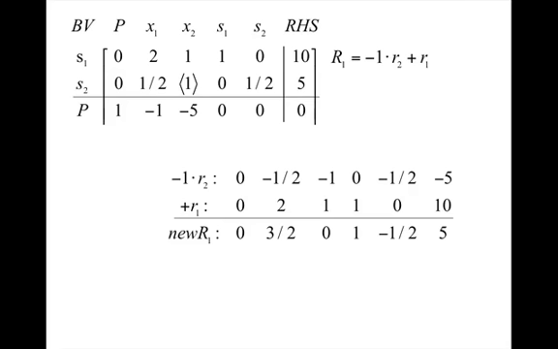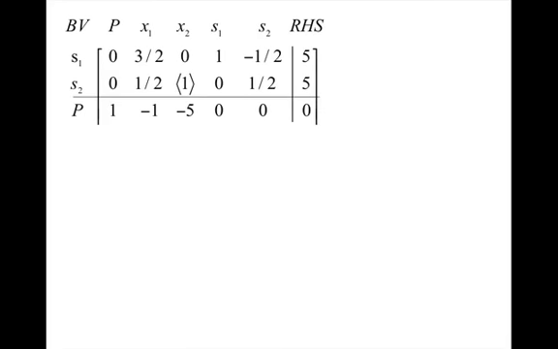So our new row 1: 0 plus 0 is 0. Negative 1/2 plus 2 is 3/2. Negative 1 plus 1 is the 0 that I wanted. 0 plus 1 is 1. Negative 1/2 plus 0 is negative 1/2. And negative 5 plus 10 is 5. So this becomes my new row 1, and I recopy rows 2 and 3.